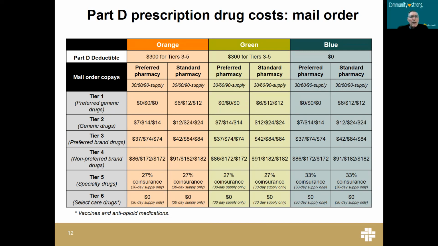Now, the specialty drugs and the tier 6 medications are only available for a 30-day supply. And the specialty drugs basically may be something that's compounded, or it may be something that the doctor wants to try a particular dose and then change it. So that's why they're limited to the 30-day supply. You most likely get those through the retail location.